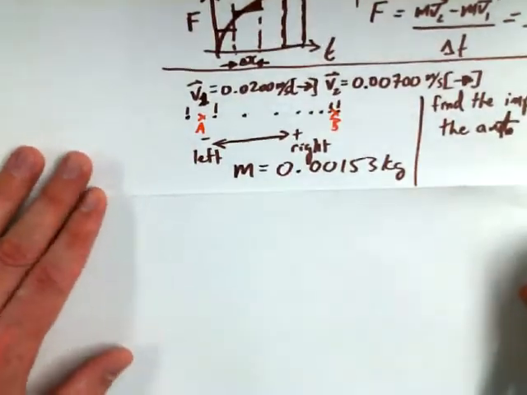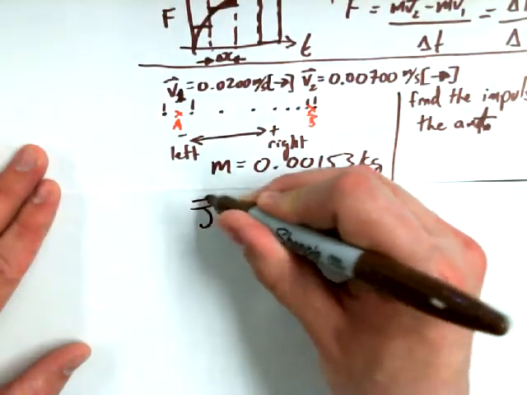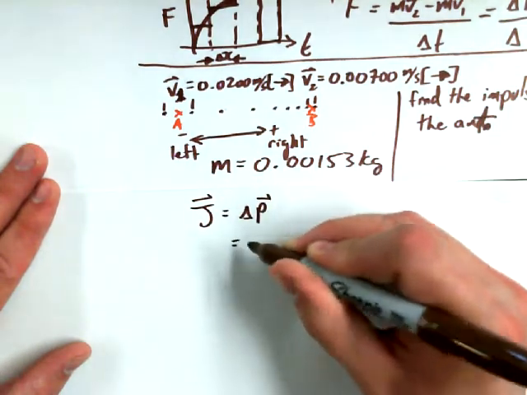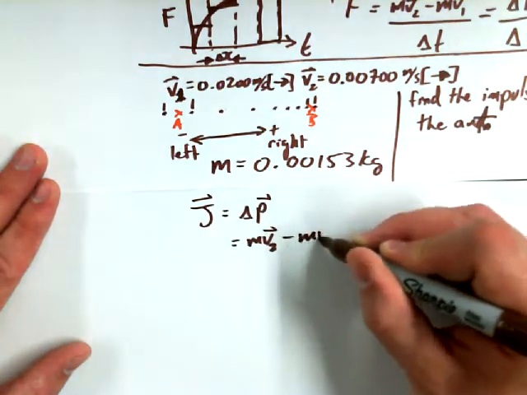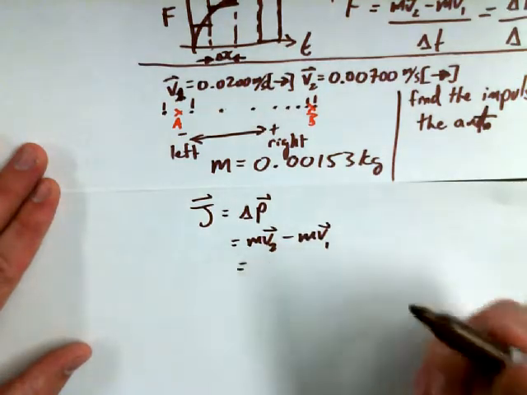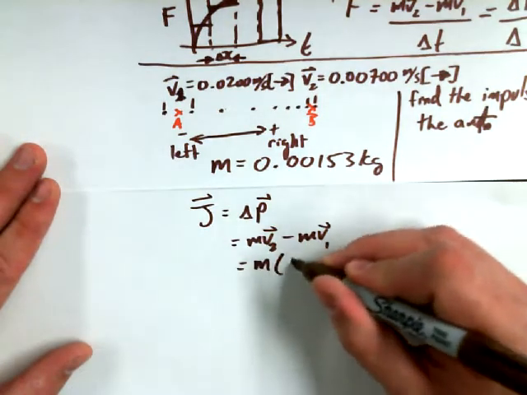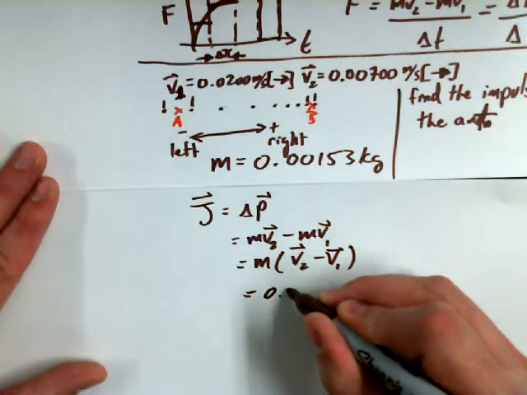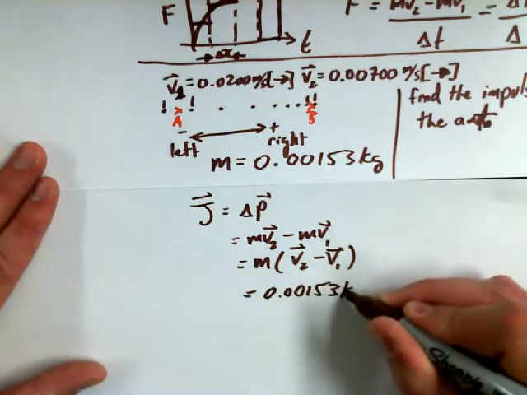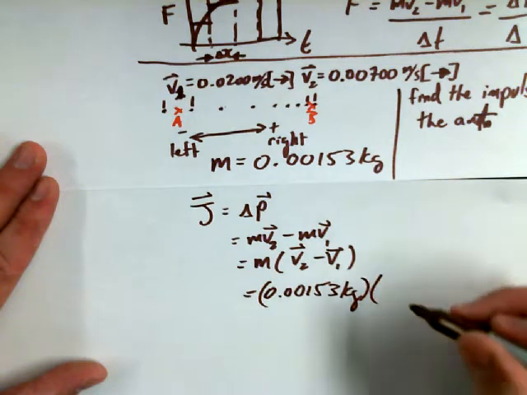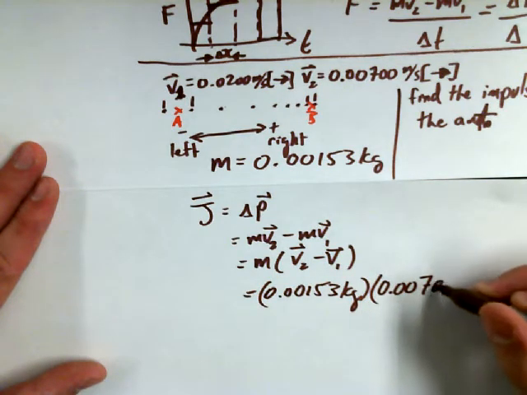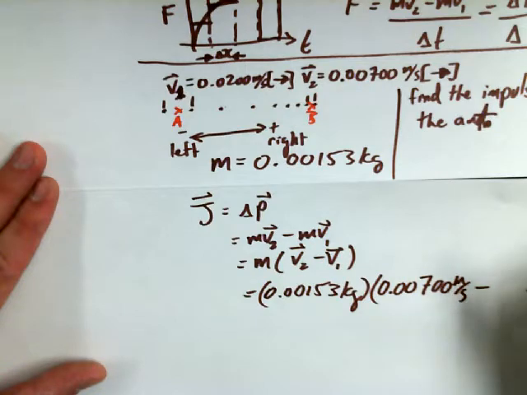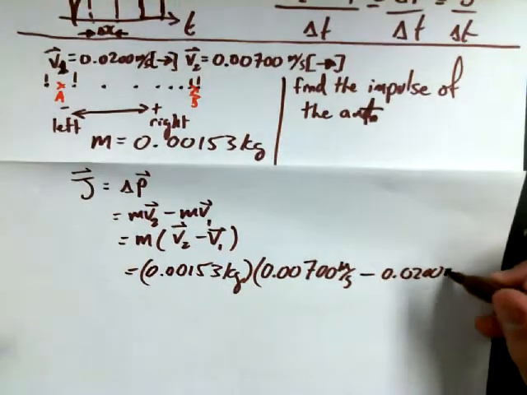So if we want to find the impulse of this ant, the J or the delta P, however you want to phrase it, you say J is equal to delta P, which is mv2 minus mv1. Some people like to factor out the m, and they'll say m times v2 minus v1. We can sub in the values. We get 0.00153 kilograms times, and the v2 is 0.00700 meters per second minus v1, which is 0.0200 meters per second.